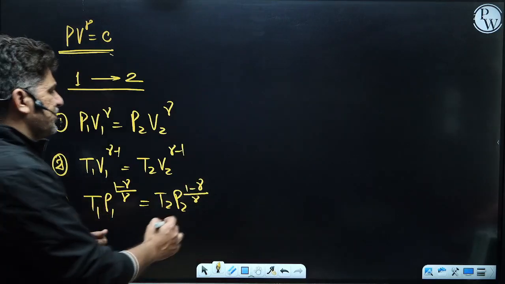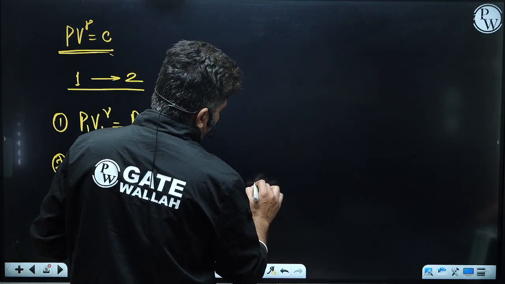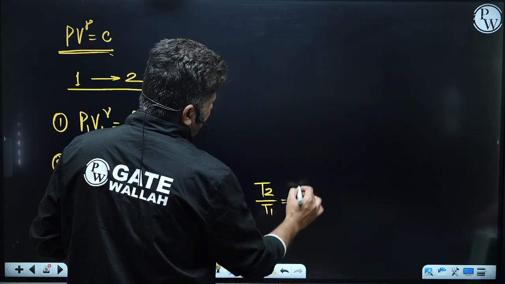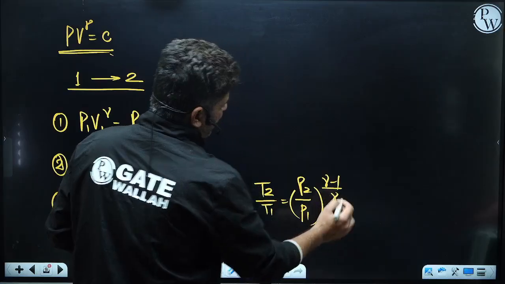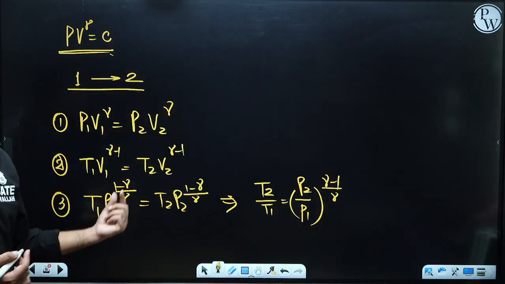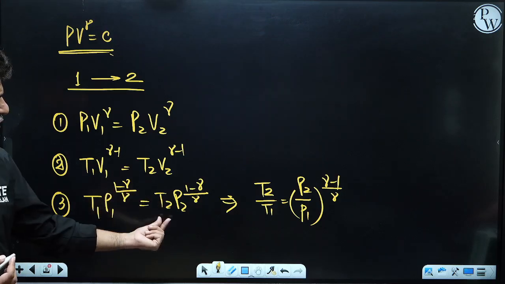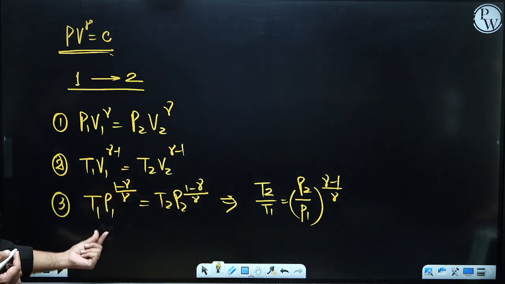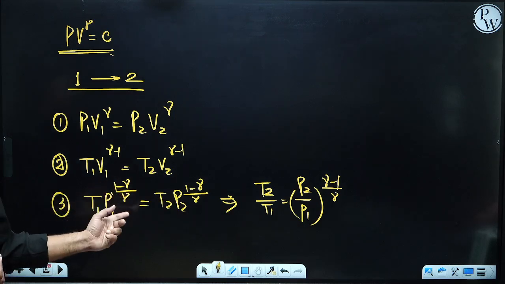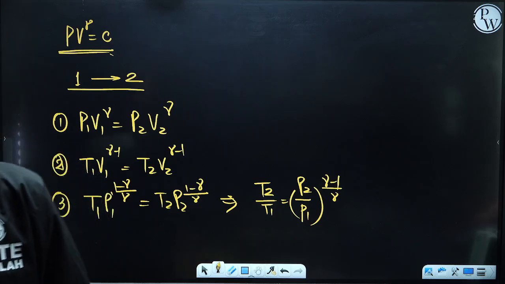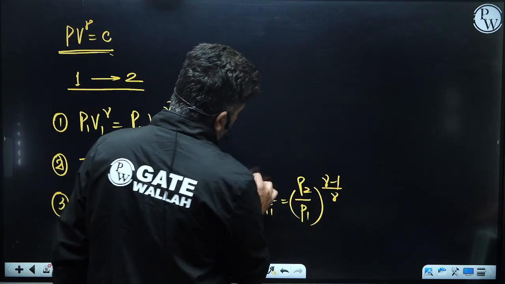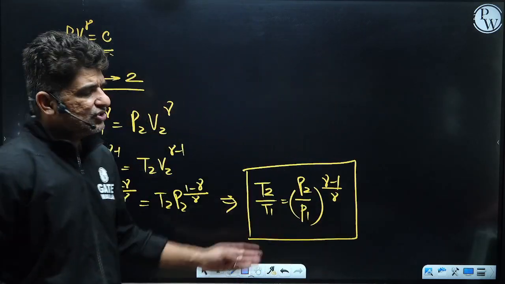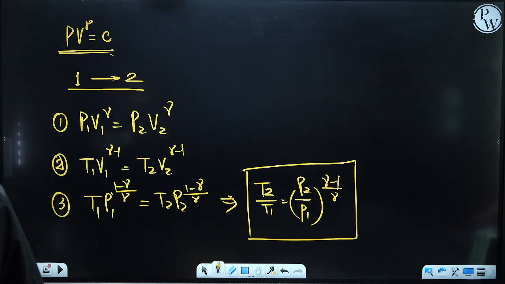Okay, this relation can be written in a much better form. T2 by T1 can be written as P2 by P1 to the power gamma minus 1 over gamma. It is nothing but rearranging these two terms. So you will put T1 over here, you will put P2 over here, and you will reverse the sign of the power gamma minus 1 over gamma. So it will be P2 by P1 to the power gamma minus 1 over gamma. In the Brayton cycle, this is one of the most important relations, because this is what we are going to use most of the time. So this relation we are going to use.